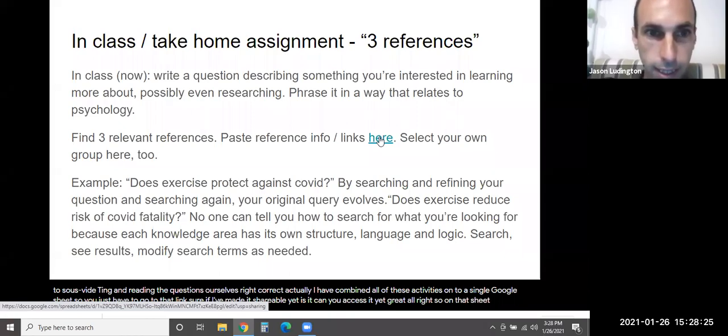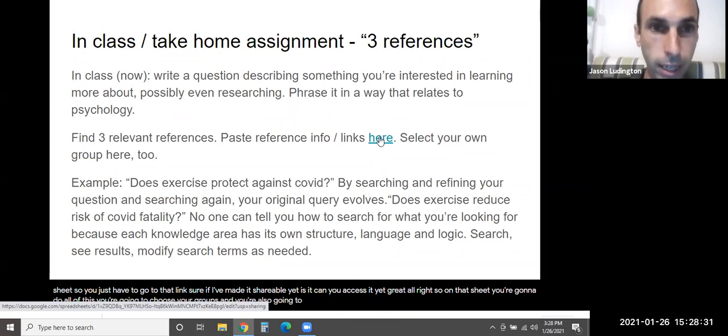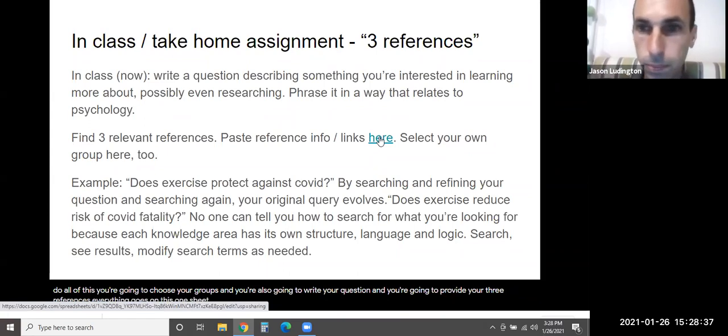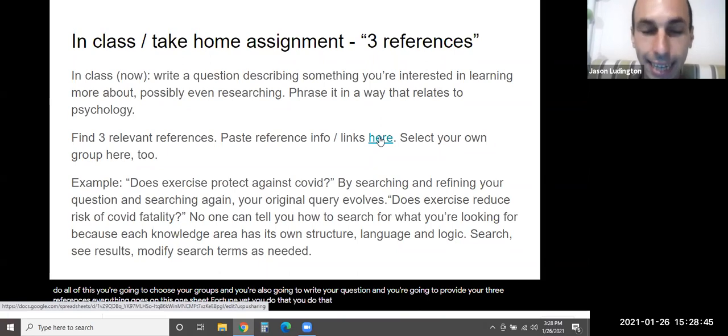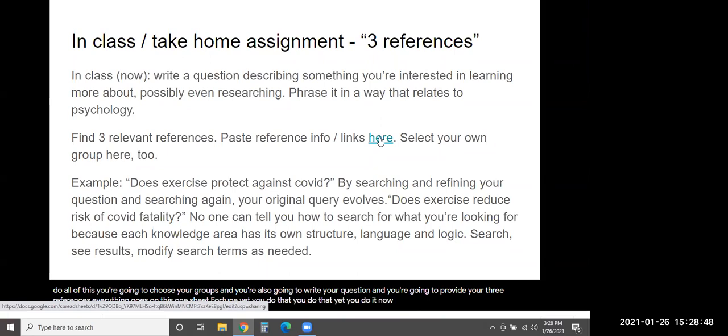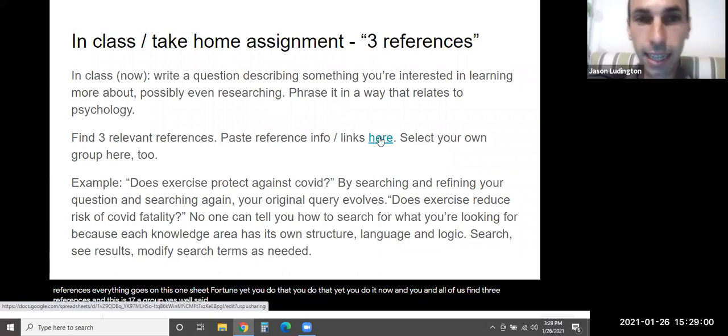All right. So on that sheet, you're going to do all of this. You're going to choose your groups, and you're also going to write your question, and you're going to provide your 3 references. Everything goes on this one sheet. So for choosing the group, we don't do that yet, right? You do that now. Oh, so that means that everyone writes one question and all of us find 3 references, and this is separate from making a group? Yes. Well said. It's separate, even though it's on the same sheet. Sorry for the confusion.